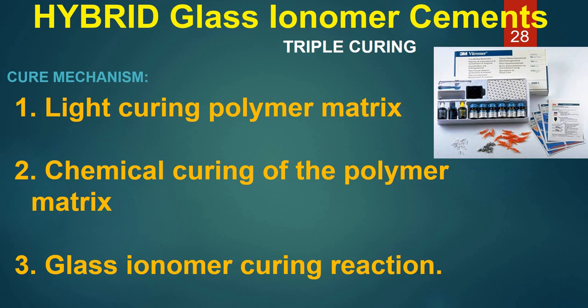Hybrid glass ionomer cement, triple curing. Cure mechanisms. First, light curing of the polymer matrix. Second, chemical curing of the polymer matrix. And third, glass ionomer curing reaction.